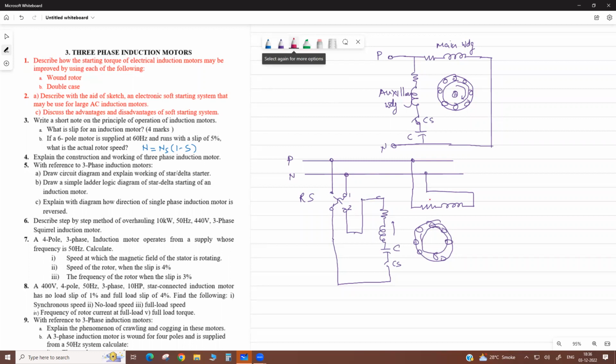Suppose in the first case the current flows like this, then this motor rotates in this direction. But when it is reversed at position 2, the direction of current is reversed like this, and the motor starts to rotate in this direction. Like a DC motor also, how do we reverse the direction? Either we change the polarity of armature winding or field winding. Okay, dear.